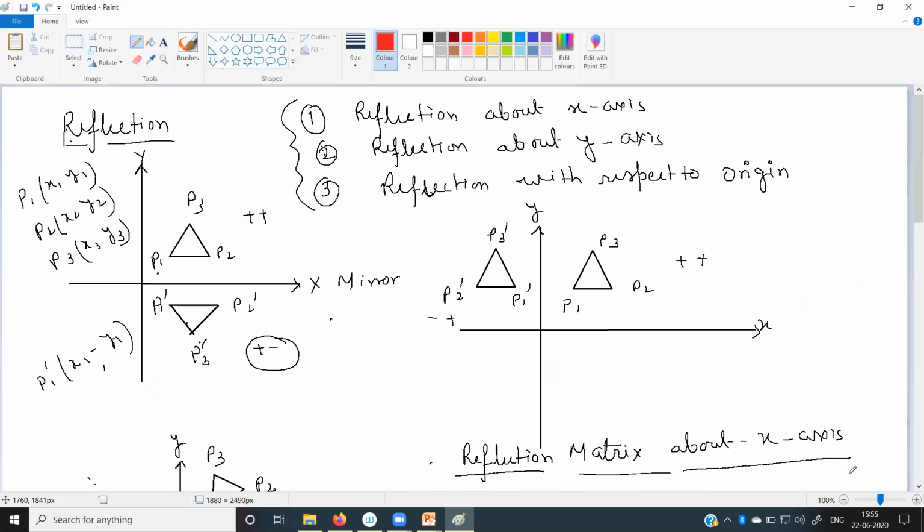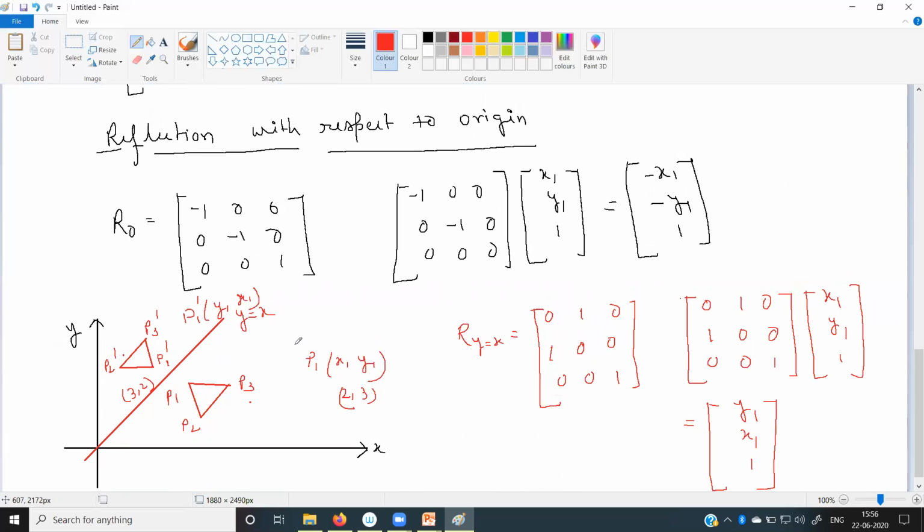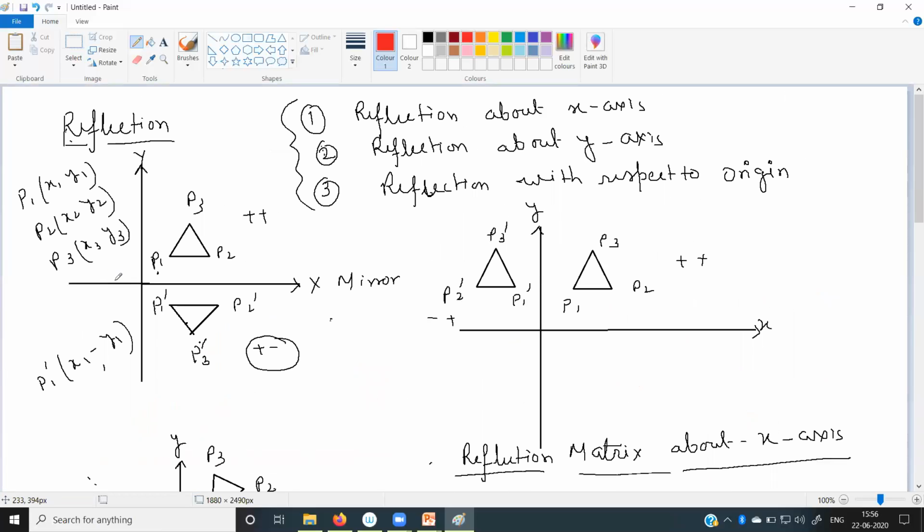So there are different types of reflection. One is the reflection about x-axis, reflection about y-axis, reflection with respect to origin, and the last one is a reflection with respect to a line. The last one is just a derivation. In this way, you can perform the different types of reflection with respect to some other line y equals mx plus c. Accordingly, you have to generate the transformation matrix. Clear? So now next we will discuss another important transformation, which is called the shear.